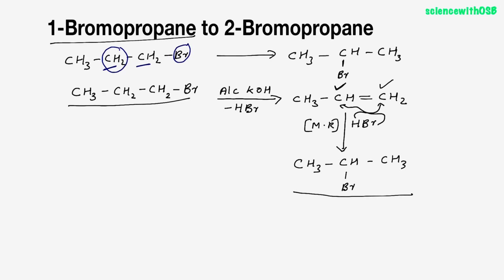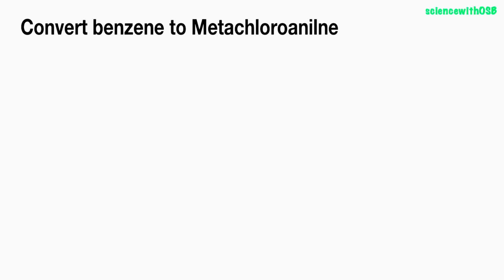So we start from 1-bromopropane and end with 2-bromopropane. On the first step, to remove hydrogen and bromine from adjacent carbon, we use alcoholic KOH. The reaction is known as dehydrohalogenation. So we got the alkene. Then we add HBr, and it follows Markovnikov rule. And we got the final answer, that is 2-bromopropane.